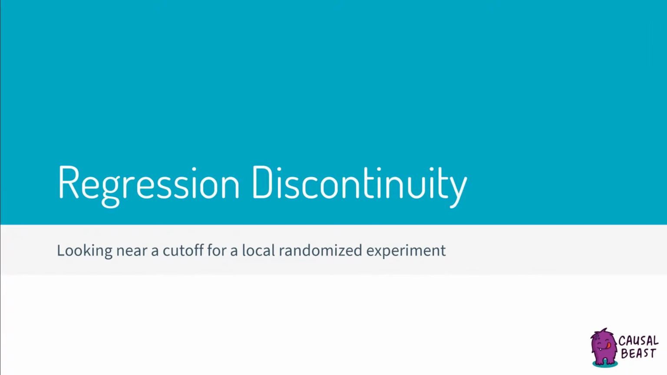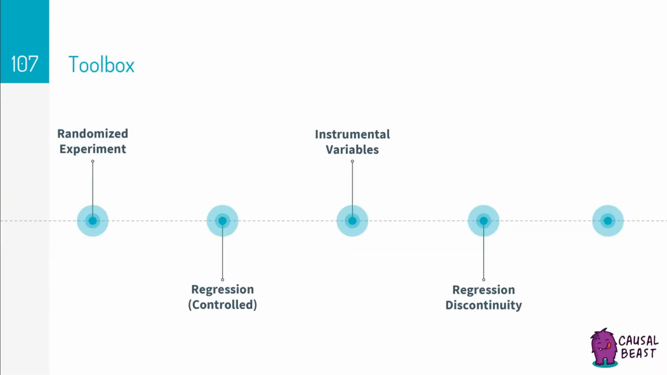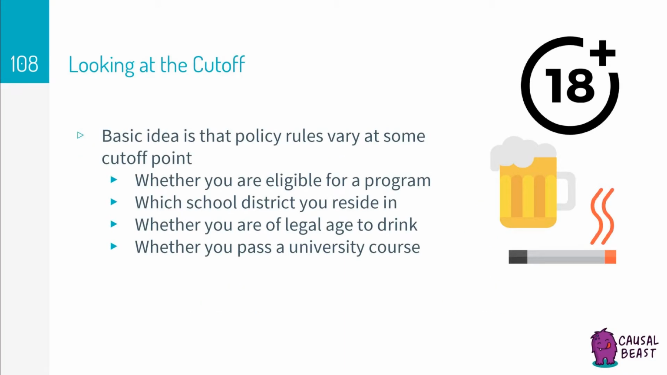The next causal inference technique we'll cover is called regression discontinuity. This is the penultimate causal inference technique in our toolbox, so let's finish strong. In the world, there are many thresholds which yield binary outcomes.